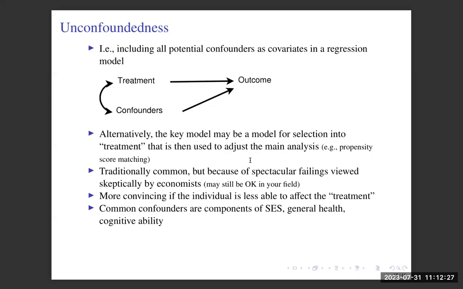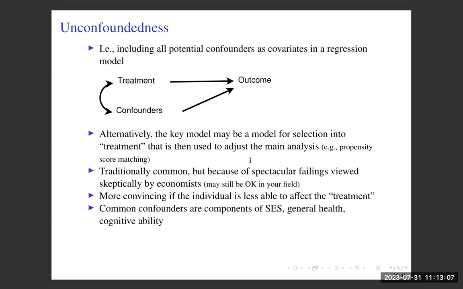And lastly, unconfoundedness, and this is probably what you're going to do the most this week, and what economists find the least convincing also. This is that you simply include all potential confounders as covariates in your regression model. So you assume that the treatment affects the outcome, and you have a bunch of confounders that are correlated with the treatment, and they also affect the outcome. And therefore, you just include all of them in your model.